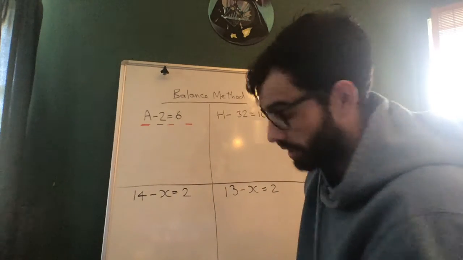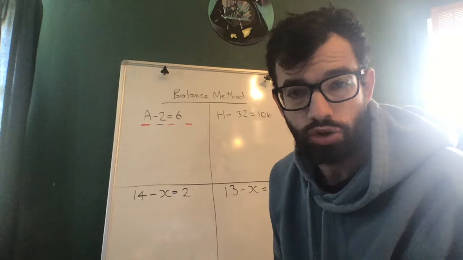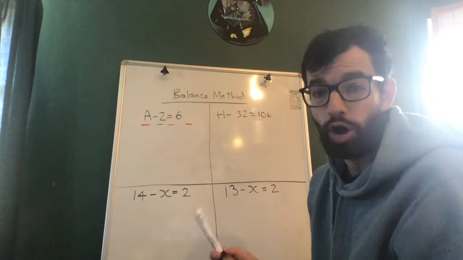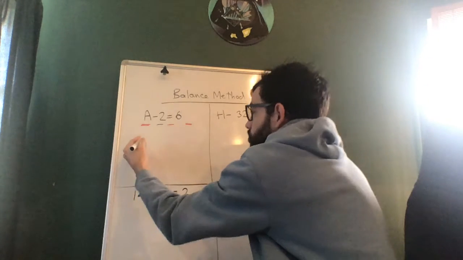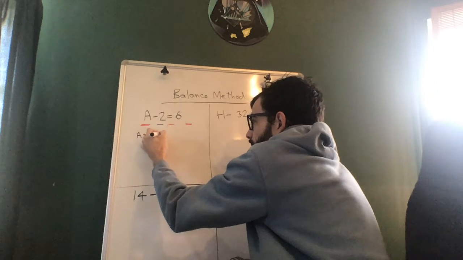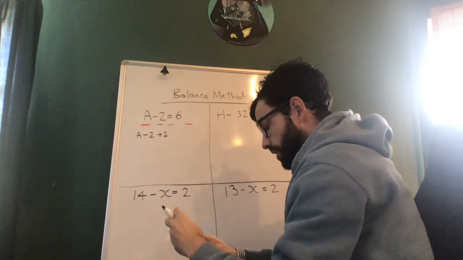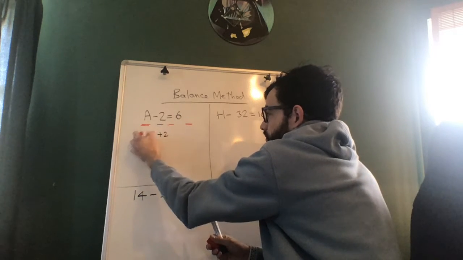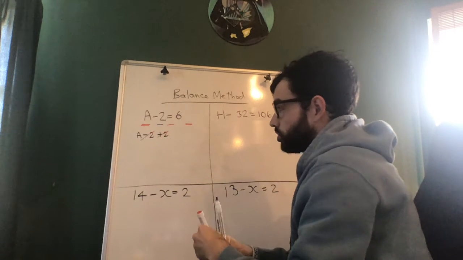So what we do is we think about what is the opposite of minus 2, because that will get rid of it. And the opposite of minus 2 is plus 2. So we rewrite our equation, a minus 2 plus 2. Okay, and what happens is they cancel. So we're left with just a.